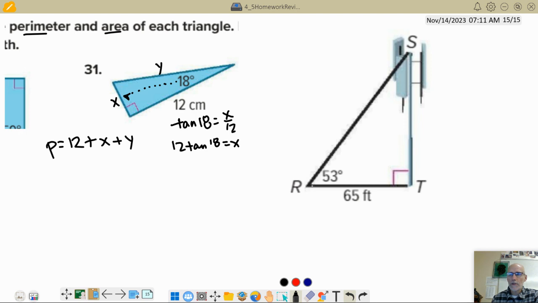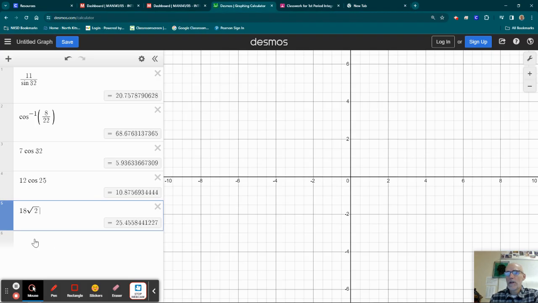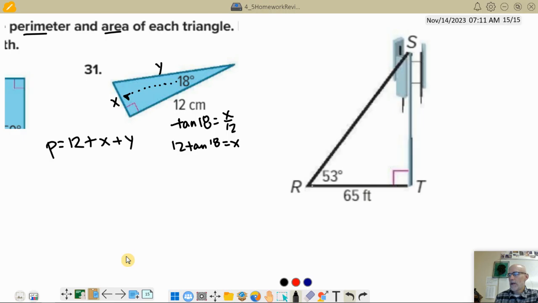And that's approximately, let's go back over there to our friend, the Desmos, and do 12 tangent 18. I hope those were the right numbers. 3.9. So 3.9, 12 tangent 18. Yeah, 3.9 is approximately what the x is.